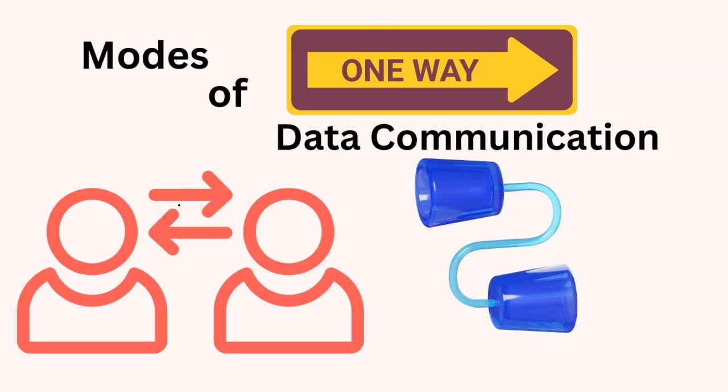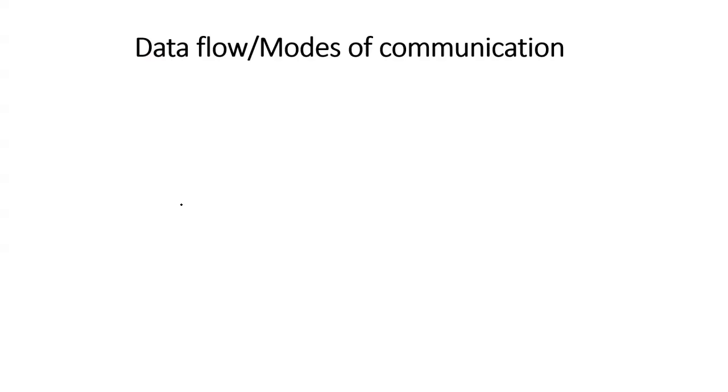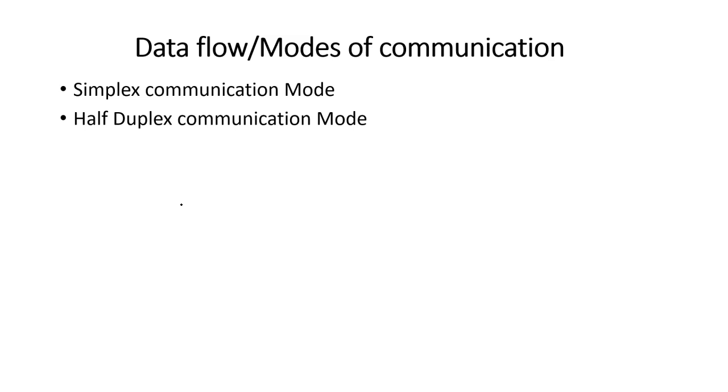Hello friends, in this video lecture we will see different modes of data communication. Data communication can also be referred to as data transmission. Here in data communication, data flow occurs in three different modes. First is simplex communication mode, or simply simplex mode. Second is half duplex communication mode, or half duplex mode. Third is full duplex communication mode, or full duplex, or duplex. Let's see all these one by one.